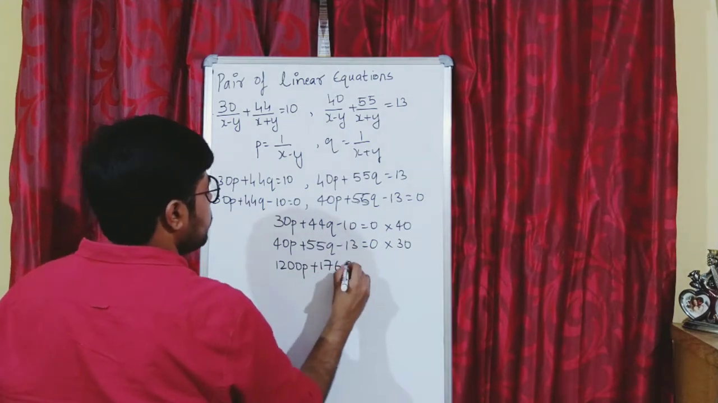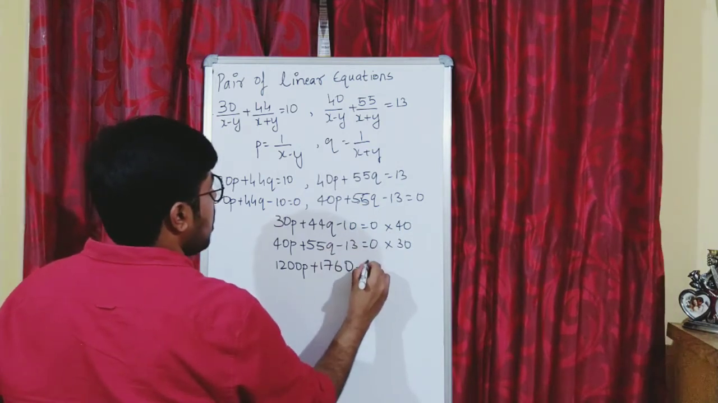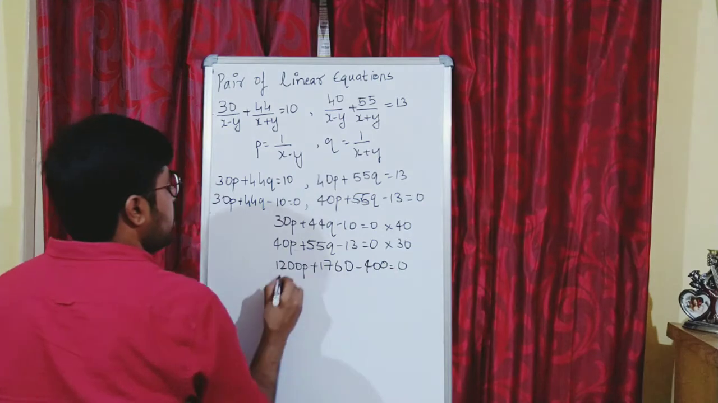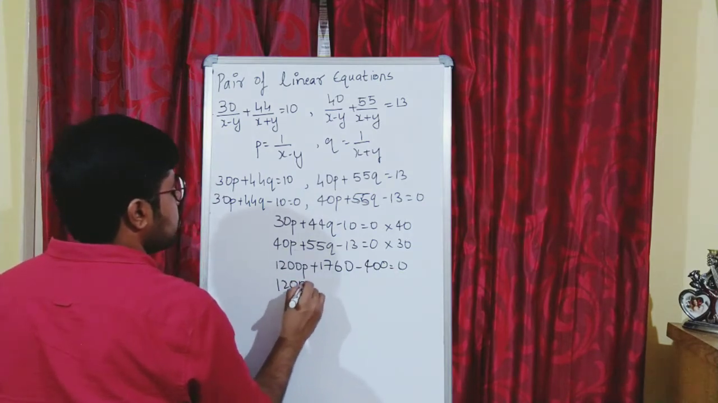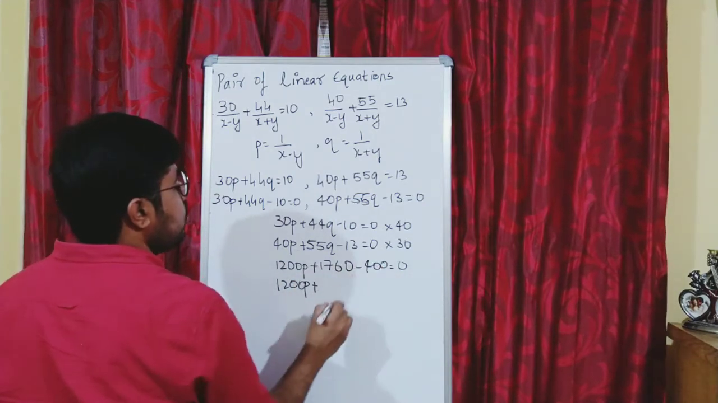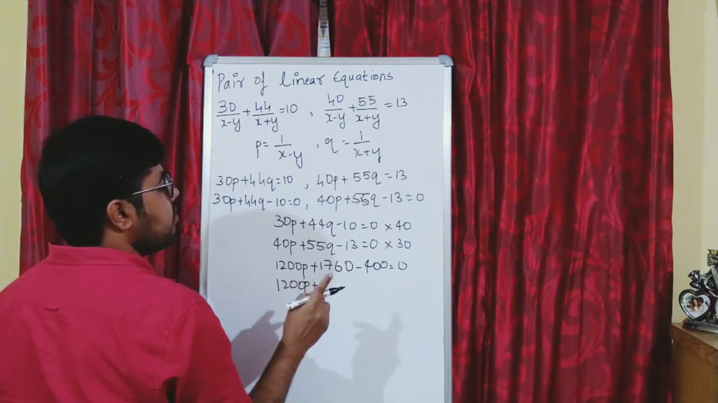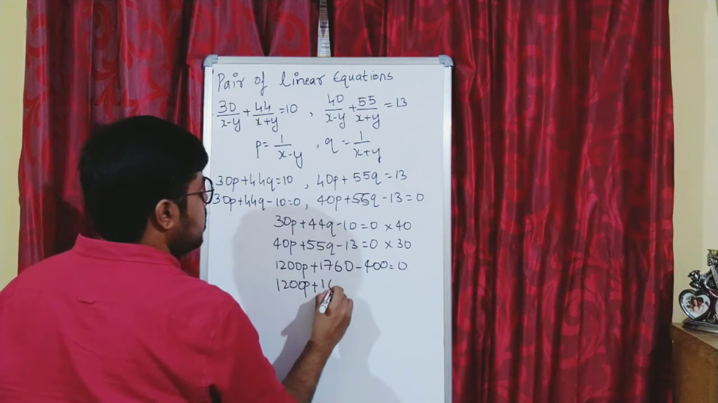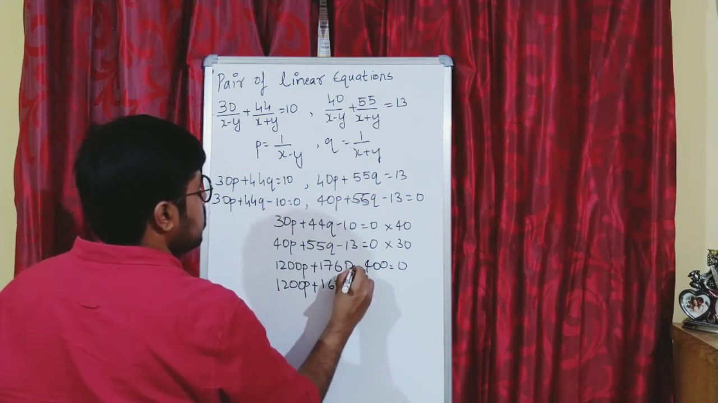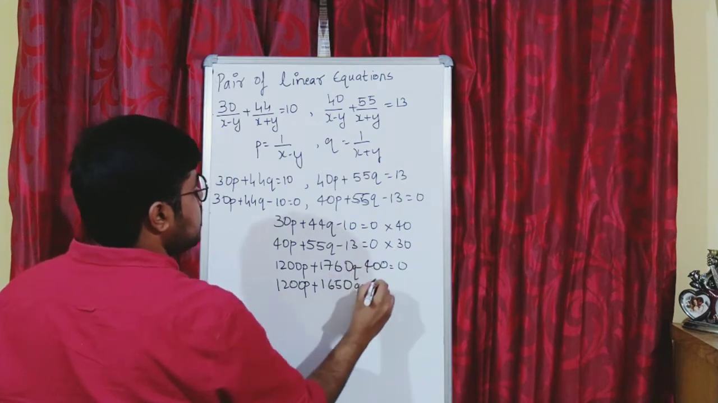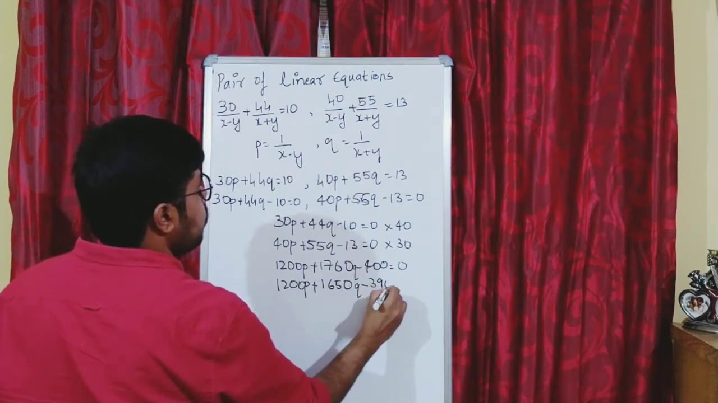Then 10 4s are 40, so 400 equal to 0. And here of course it will be the same since we have cross multiplied. 55 into 30. First multiply 55 into 3, it becomes 165 and 0. So write q here and q here, and 13 3s are 39 and 0.